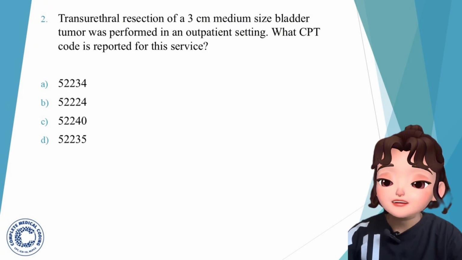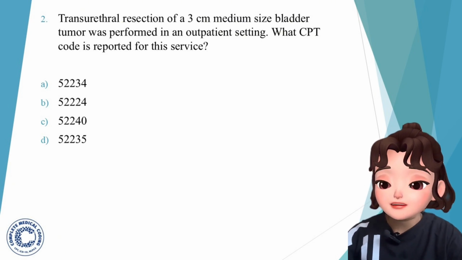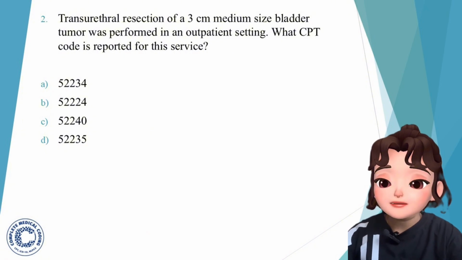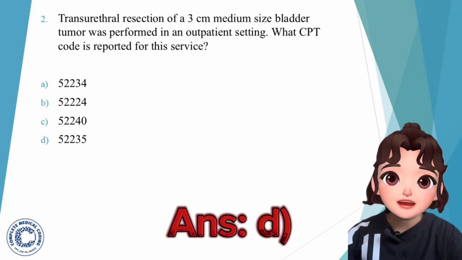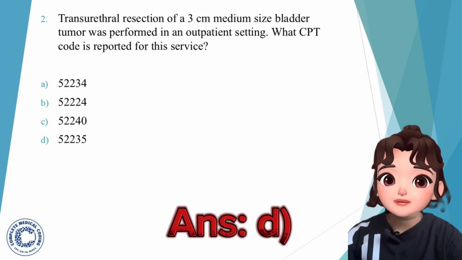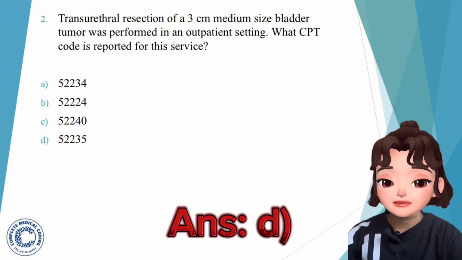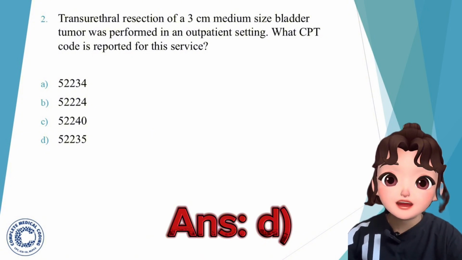What is 52235? Medium bladder tumor 2 to 5 cm, which is the exact size as per our question, 3 cm. Medium, both are mentioned. So the correct answer is option D, CPT 52235 for the cystourethroscopy of a 3 cm medium size bladder tumor.